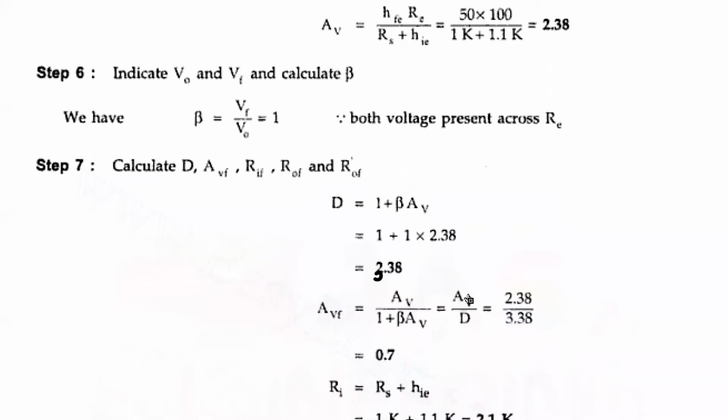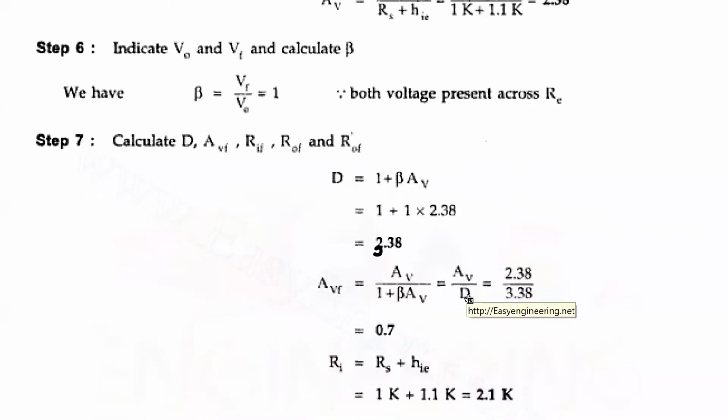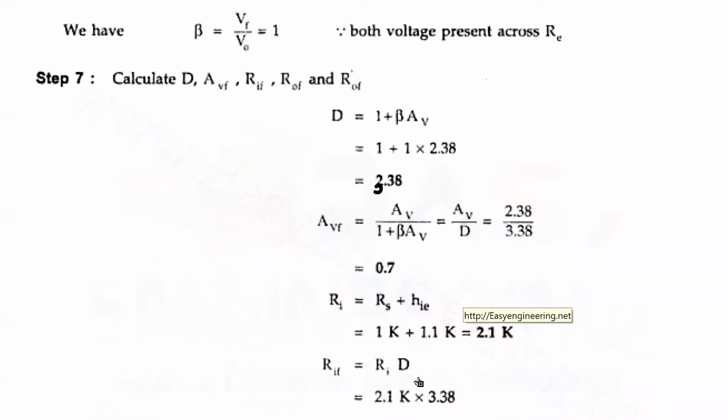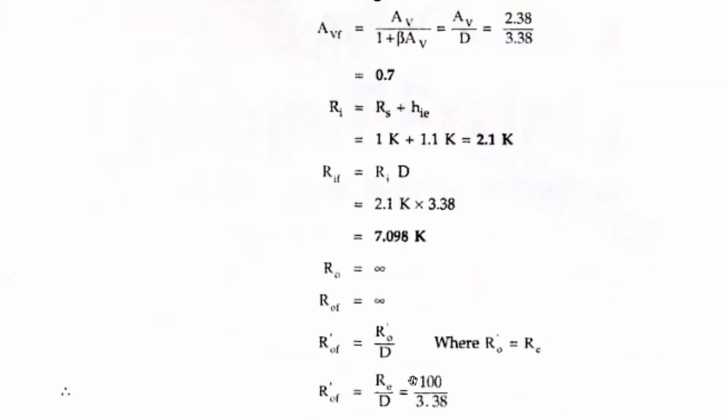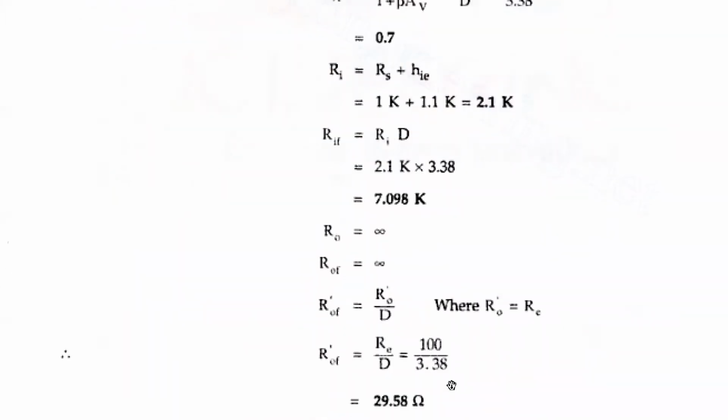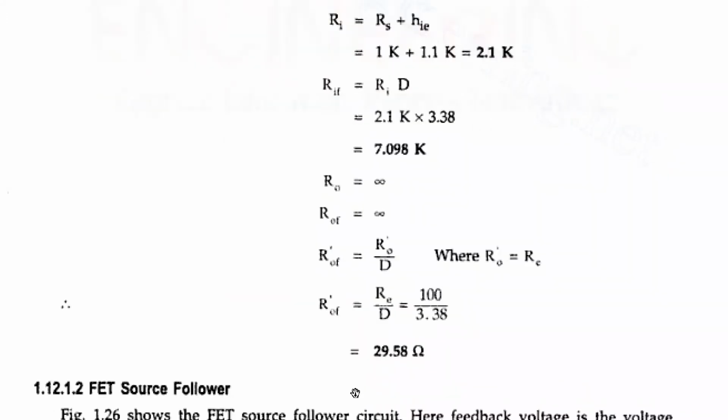Then you have to find the input resistance with feedback, and the output resistance with feedback. How will you find the output resistance? Similar to the first unit. That's how you will solve the problem. So any problem, you have to attempt boldly.